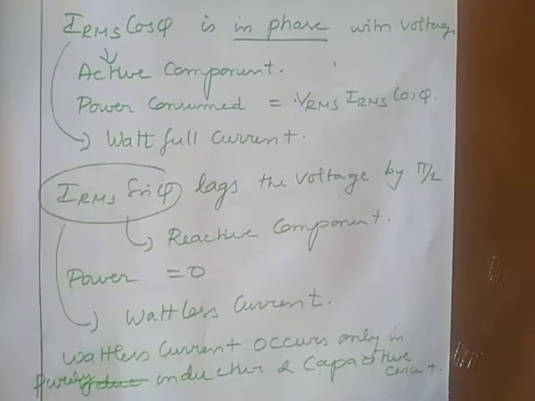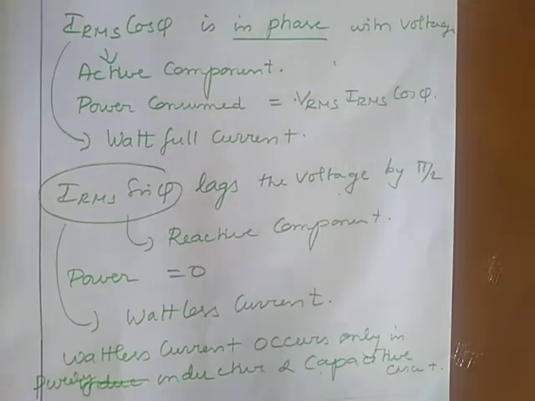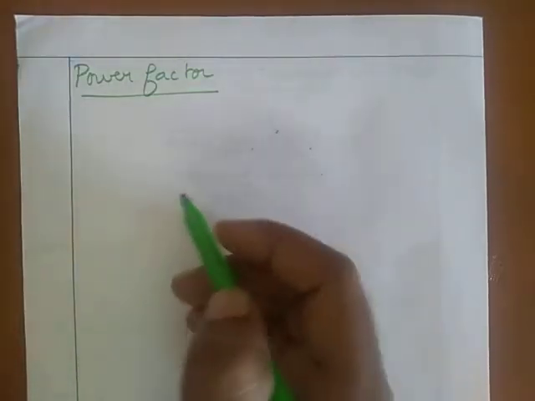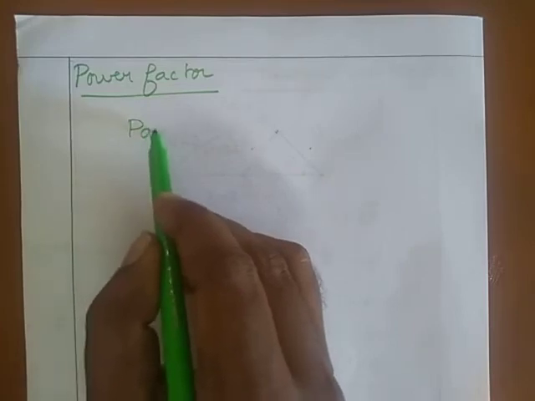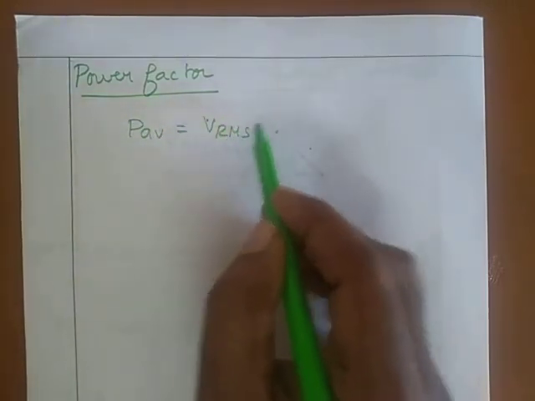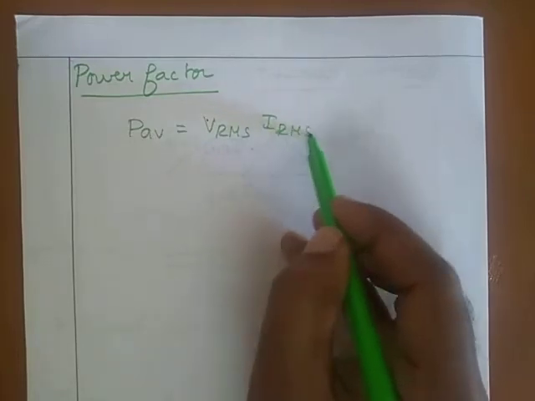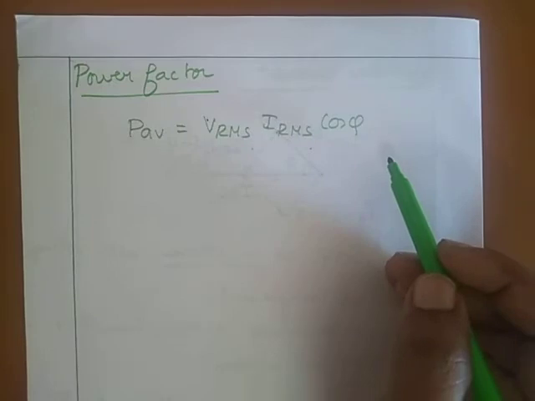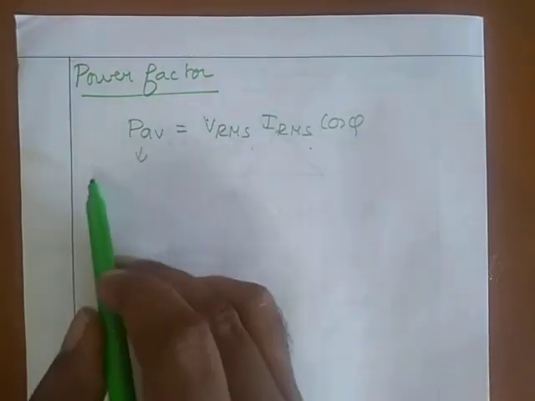Then next let me go for the power factor. We know the average power, that is P average, is equal to Vrms Irms cos phi. It is a definition equation for power factor. Here it is a true power.